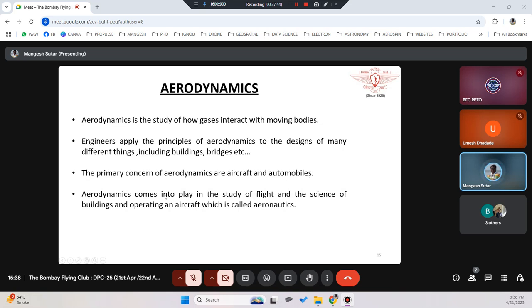So aerodynamics comes into play in the study of flight and the science of building and operating an aircraft, which is called aeronautics. So the study we do of flights and of building them is what is called aeronautics. We say we are doing aeronautical engineering or learning aerodynamics, so that is the study of flight and the science of building and operating aircraft.